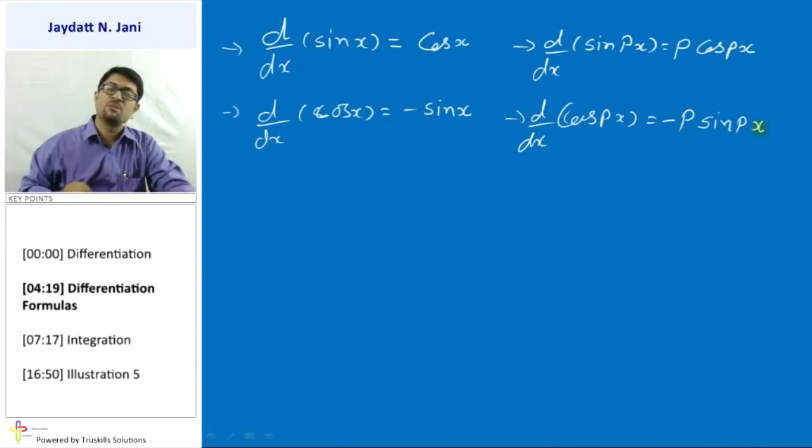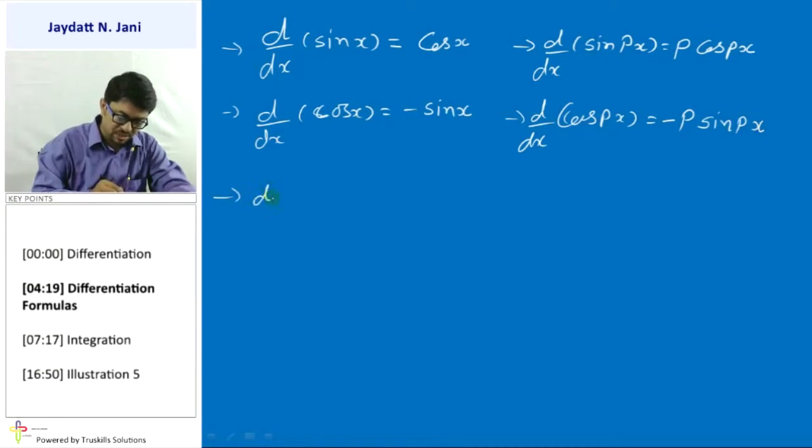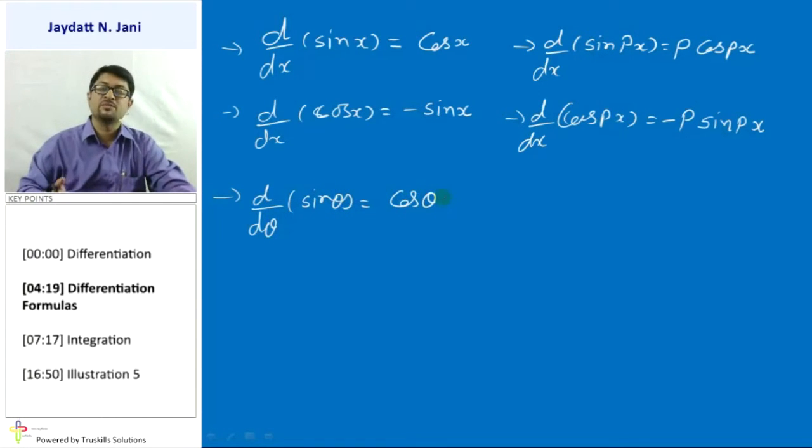इतना पता होगा तो आपका काम आसान है. Same like that, you are just doing a repetition. d by d theta of sin theta is equals to cos theta. थीटा के रिस्पेक्ट में तो थीटा आएगा, एक्स के रिस्पेक्ट में तो एक्स आएगा.